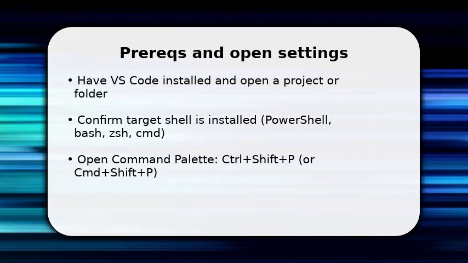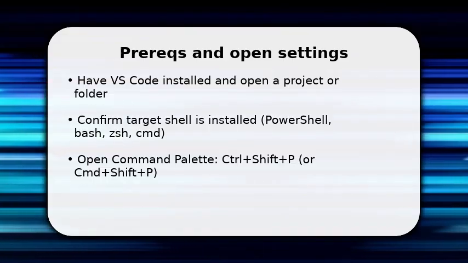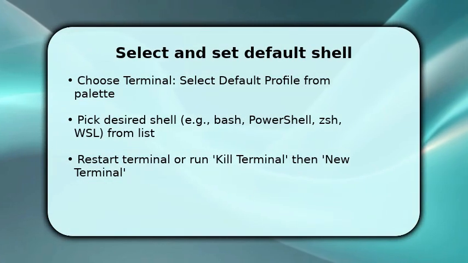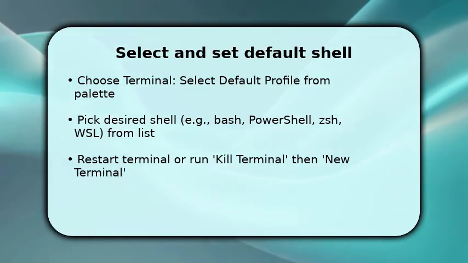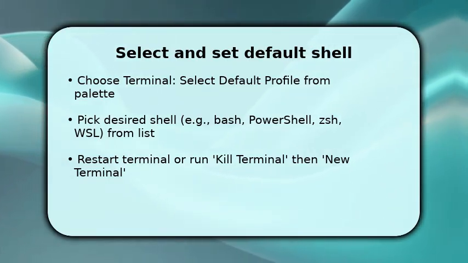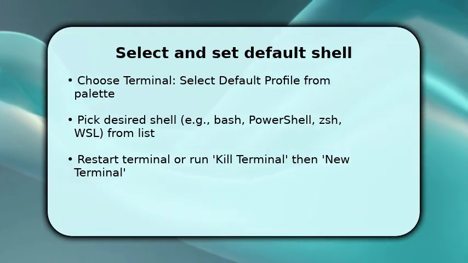Make sure to type terminal. Select Default Profile and pause to review the listed shells. This helps you pick the right environment before changing anything system-wide. Now you perform the core change, selecting the default profile. You choose Terminal, select Default Profile, then click the shell you prefer, for example Bash, PowerShell, ZSH, or WSL. This sets how new terminals spawn.